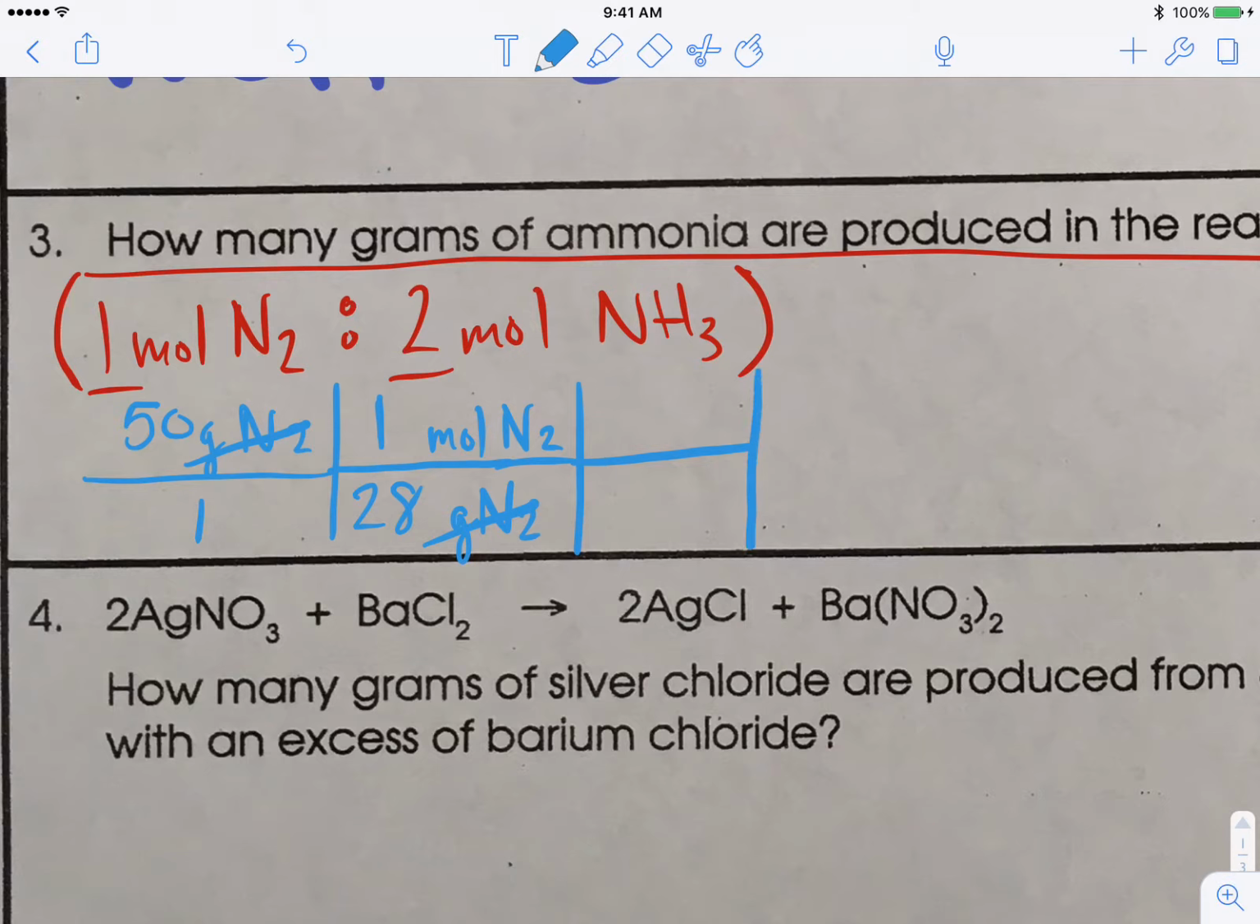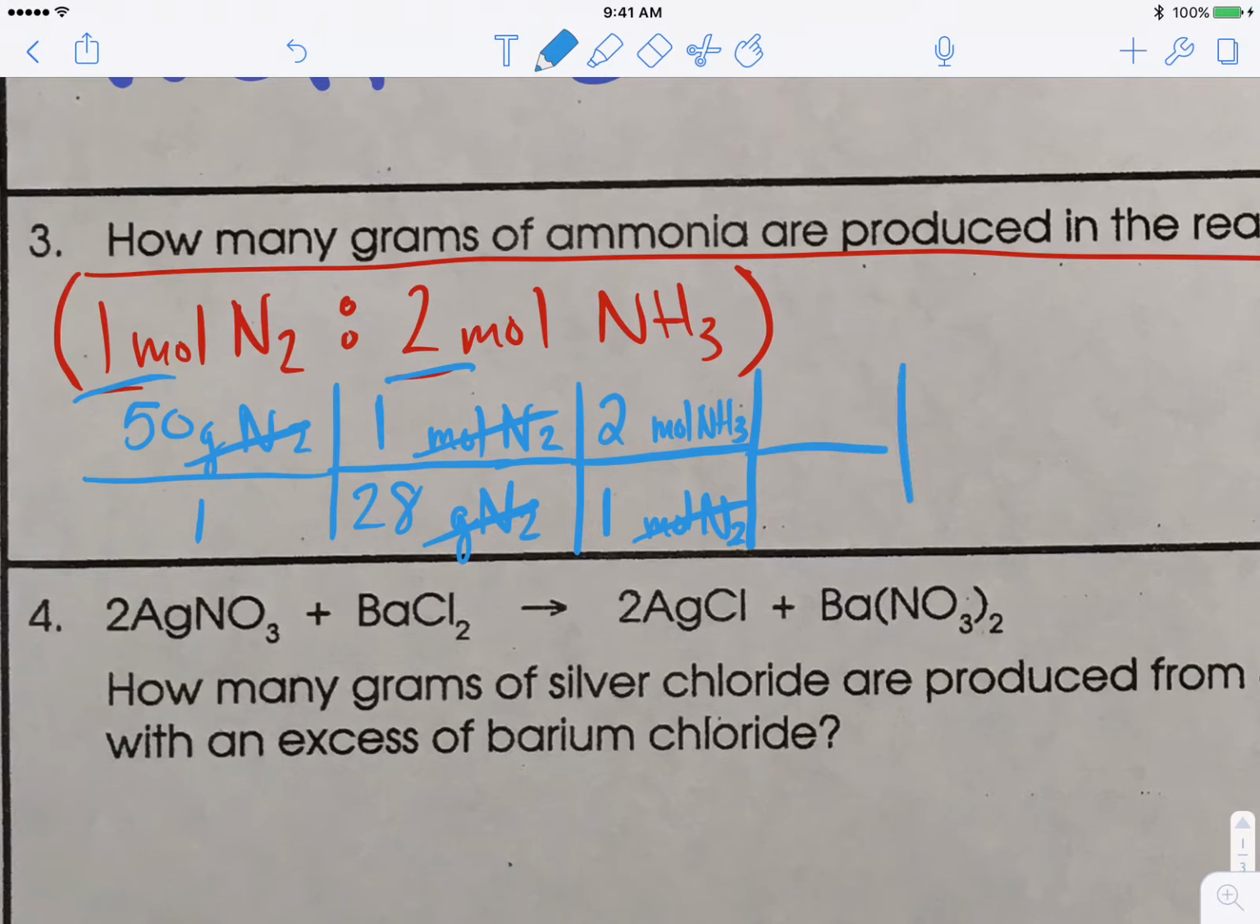This third step is where we compare the molar ratio that we have above. So we're going to write moles of N2 underneath, and we want to convert that to moles of ammonia, which is NH3. According to our ratio, for every 1 mole of nitrogen gas, we get 2 moles of ammonia. We can now cancel out moles of N2.